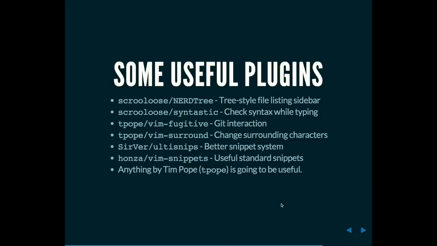So, moving on, there's UltiSnips and Vim Snippets. UltiSnips is a snippet engine. Robert just introduced it because it's really useful. Vim Snippets is a collection of default snippets that adds a lot of really useful things for most programming languages. Tim Pope is a major contributor to the Vim scripting community. Yeah, and pretty much Vim in general. He made Fugitive and Surround and a bunch more. Anything he makes is going to be pretty useful.